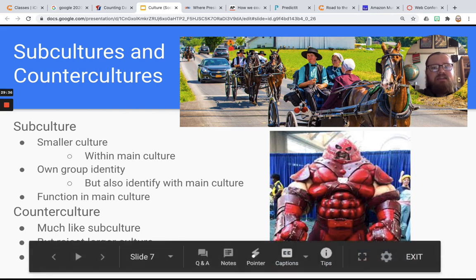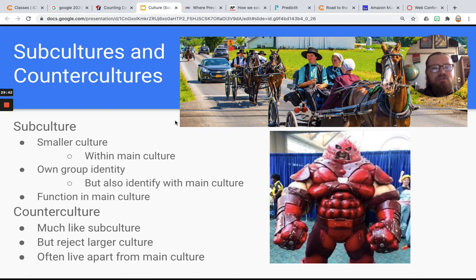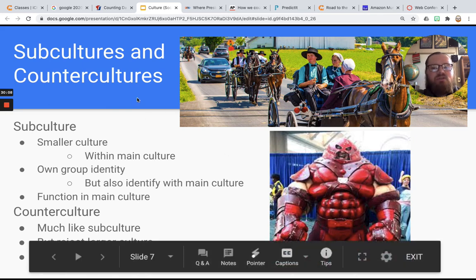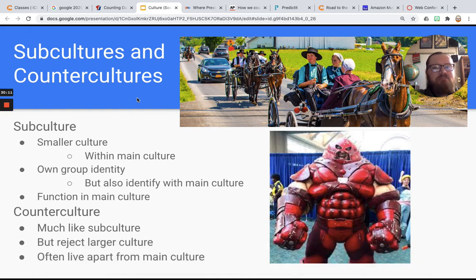On the other hand, Amish communities represent a counterculture. They are a smaller culture within the United States, but they reject key parts of American culture. They do not participate in the American material culture of the automobile. They don't participate in a lot of modern conveniences that are part of our culture, electricity, for example, the internet, computers. So they reject a lot of the culture, and partly because of their rejection, they live apart from it. They are interacting with the broader society on things like public roads, but they live apart from the main culture.